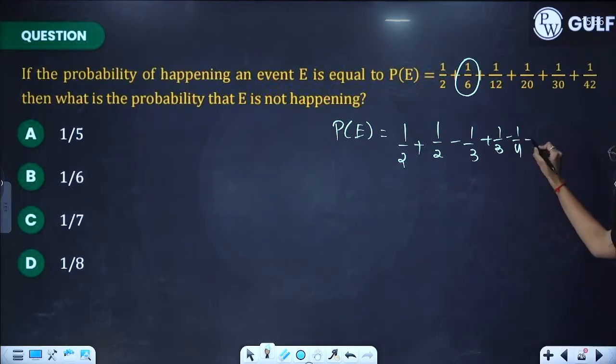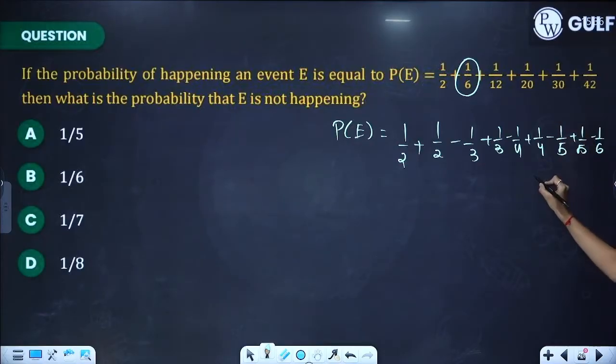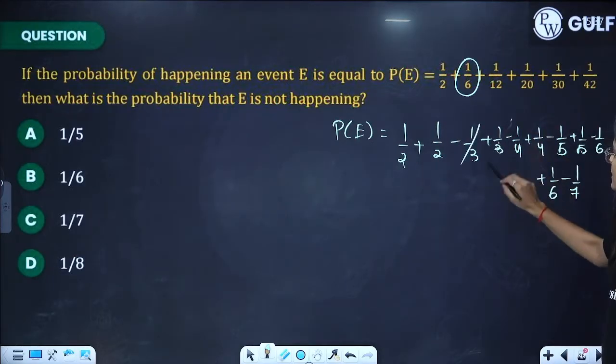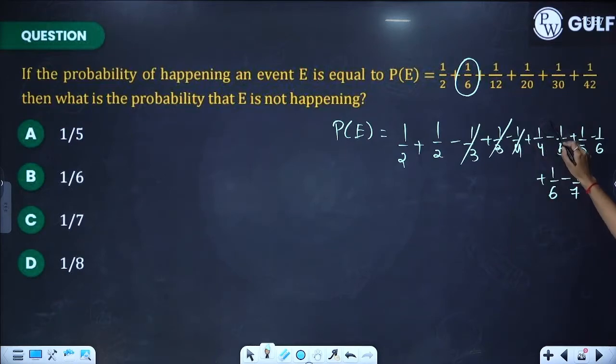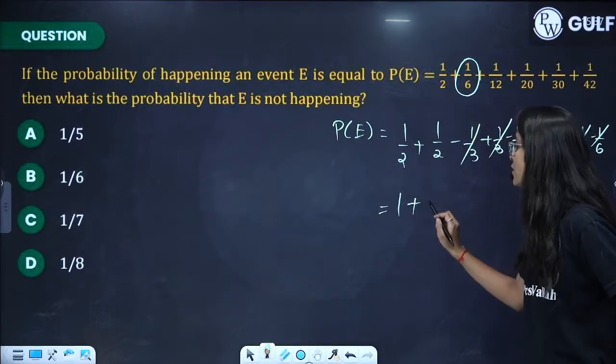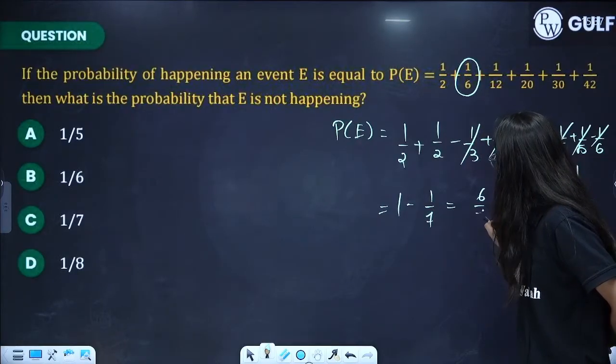So positive 1 by 4 minus 1 by 5, positive 1 by 5 minus 1 by 6. See, we are up to 1 by 30. Now positive 1 by 6 minus 1 by 7. This will be our last term. Now we'll be cancelling out the terms. Negative 1 by 3, positive 1 by 3 goes, positive 1 by 4, negative 1 by 4, plus 1 by 5, negative 1 by 5, minus 1 by 6, positive 1 by 6. So you will obtain half and half, 1 minus 1 by 7, which will give you 6 by 7.